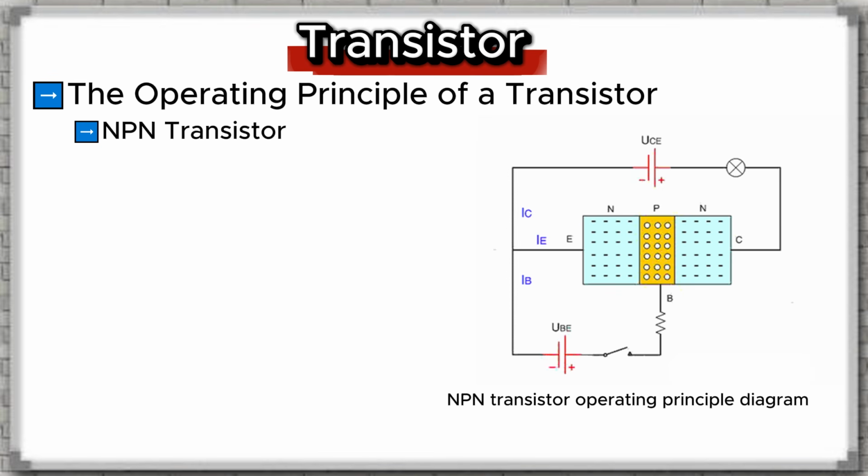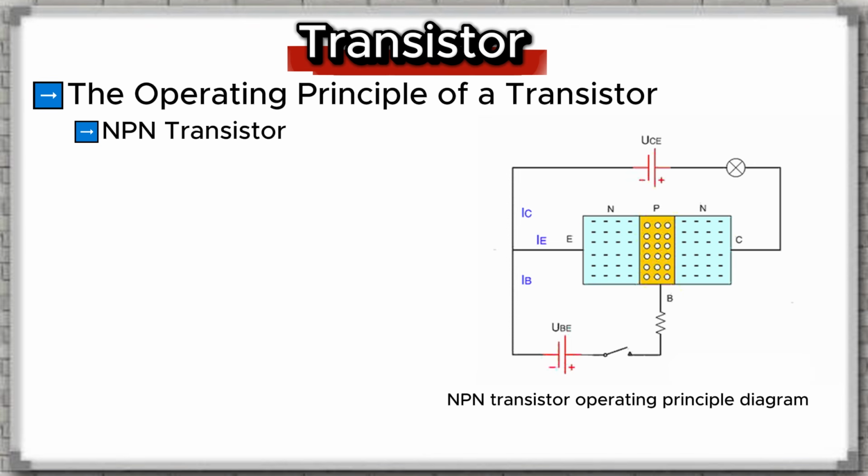First, we apply a DC voltage UCE between the collector and the emitter. The positive terminal, plus, goes to the collector. The negative terminal, minus, goes to the emitter. Next, we apply another DC voltage UBE through a switch and a resistor between the base and the emitter. The positive terminal, plus, goes to the base. The negative terminal, minus, goes to the emitter. When the switch is open, even though we already applied voltage to C and E, no current flows. At this time, the current IC equals 0.